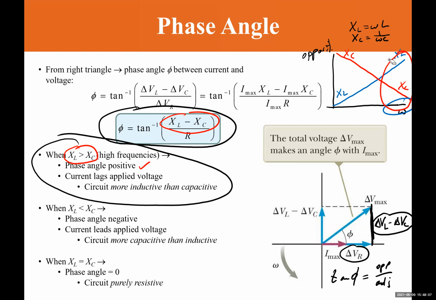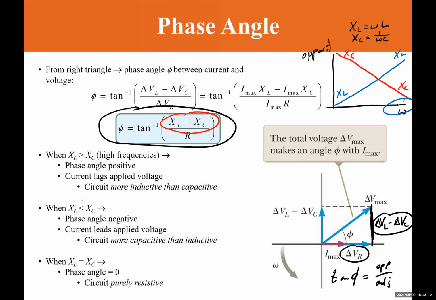Okay. Now, let's look over here when we have X sub L less than X sub C. Obviously, these are lower frequencies, at lower omega, so somewhere over here in this region. You can see that over here X sub L is less than X sub C, which means that the phase angle is negative, because X sub L minus X sub C is going to give you a negative number. Okay. Now in this case, the current leads applied voltage. So the circuit is more capacitive than inductive.